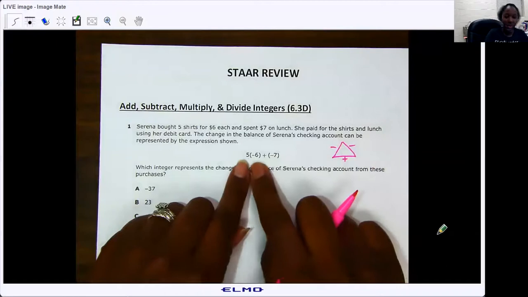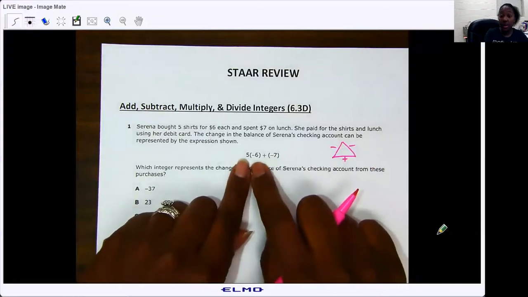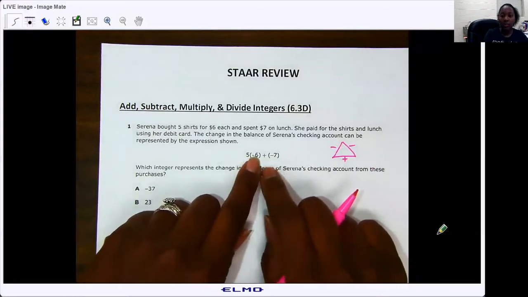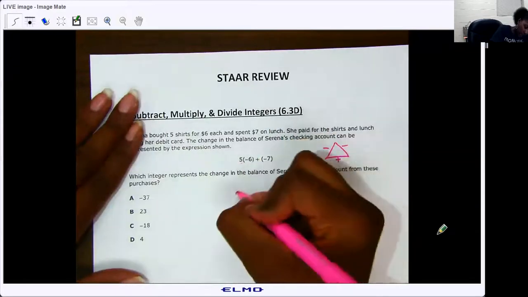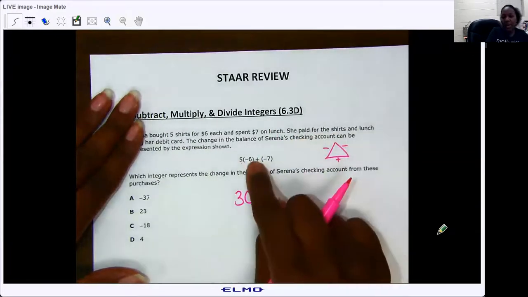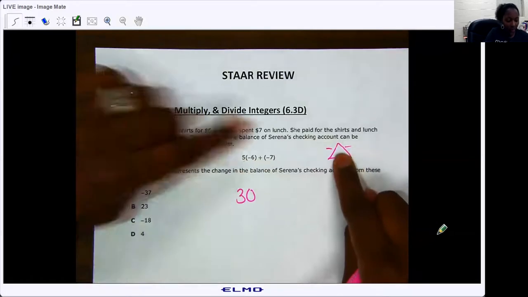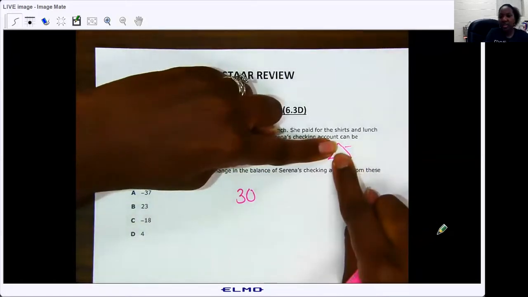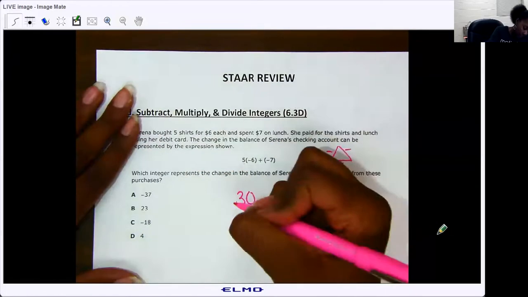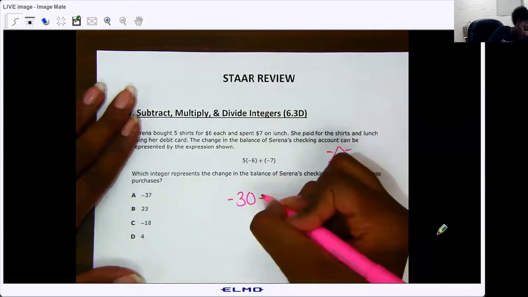Order of operations tells me I need to deal with the parentheses first. So let's ignore the sign. What's 5 times 6? 5 times 6 is 30. Now let's go back and look at the signs. Our 5 is positive, our 6 is negative. So I have 1 positive and 1 negative, so that 30 needs to be a negative. So I'm going to put my -30. I'm going to bring down everything else.